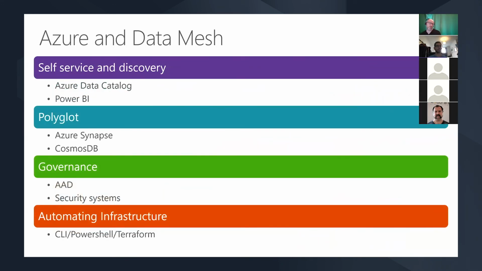So some of the Azure tooling that we have that helps in this respect is for self-service discovery. We have Azure Data Catalog, we have Power BI. We have lots of different polyglot databases like Synapse, Cosmos DB, Azure SQL Database. We have governance systems in place such as AAD and all the other security systems. And as I said, infrastructure as code, with things like a CLI, command line interface, PowerShell, and products like Terraform that will help you do that as well.